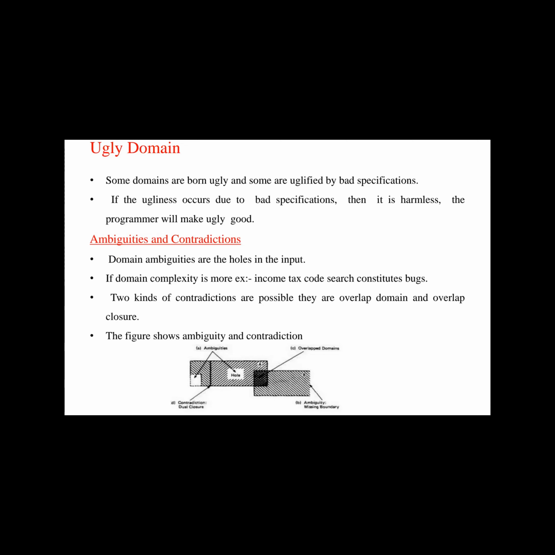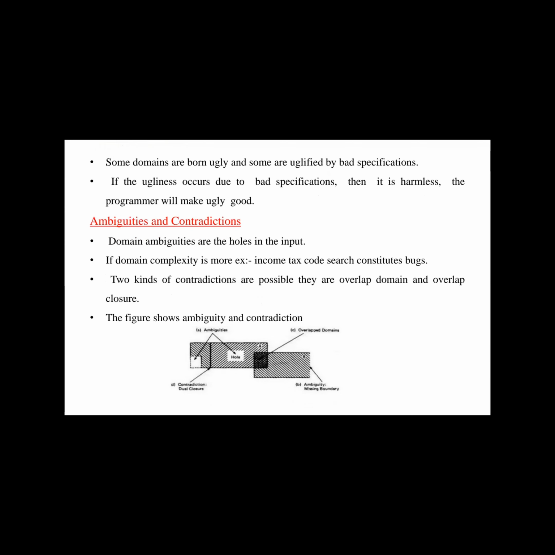First, domain ambiguity, or holes in the input. Generally, when you are defining a domain chart, it does not contain any holes or gaps. If the domain complexity is high, like the income tax code, it constitutes bugs. If the domains you have to calculate are complex, obviously with a bad specification it is transformed into an ugly domain. Two kinds of contradictions are possible: overlap domain and overlap closure.